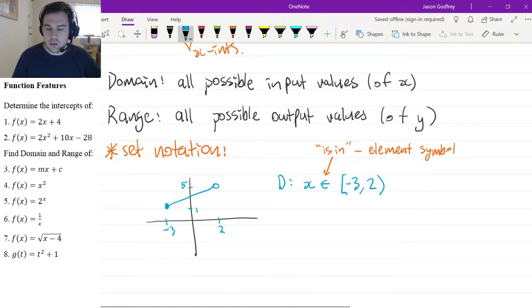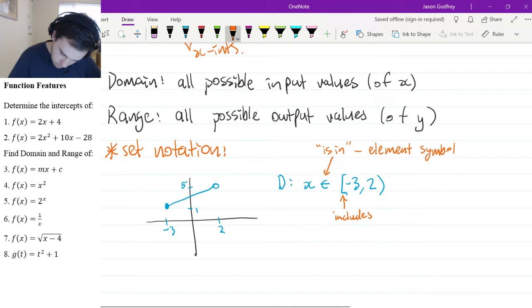Very similar to what I just wrote as an inequality, but this is a bit neater and quicker to write. So this square bracket means it includes -3, and the close bracket excludes 2.